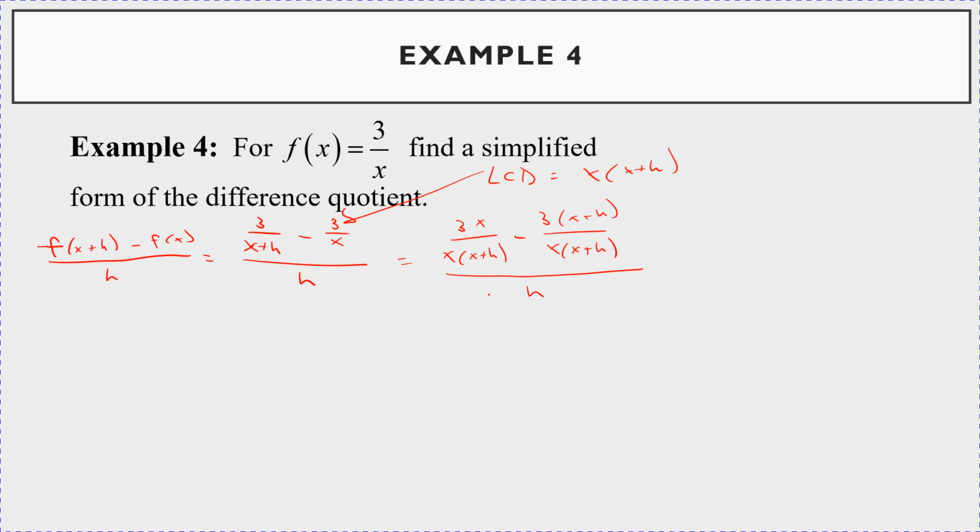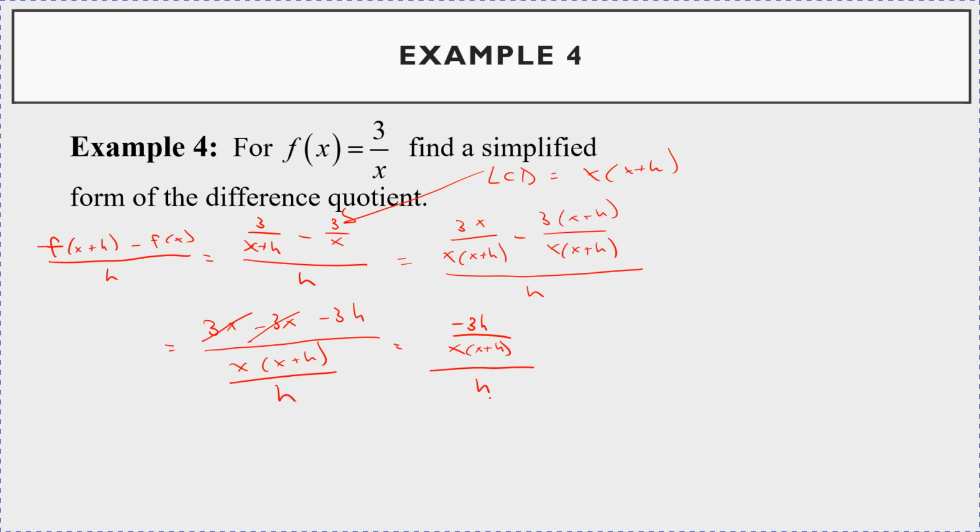Now you have to clean this up, so I'm going to move it over here. So this is 3x minus, so minus 3 times x, so minus 3x, minus 3 times h, so minus 3h, all over x plus h, divided by h. All right, first off, what do you notice? Look at this, 3x minus 3x. These cancel. So you're left with minus 3h divided by x plus h, divided by h.